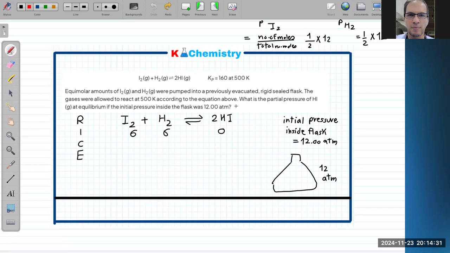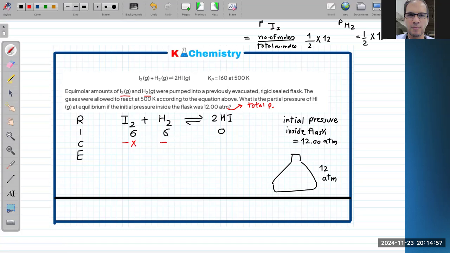He's saying the total pressure was 12. So 12 means the total pressure of everything initially was 12. And initially, there was no pressure of HI, because they said there was no HI made. I just pumped I2 and H2 alone. I did not mention anything about putting HI as well. How much the reactants decreased, I don't know, but I know that they have decreased.